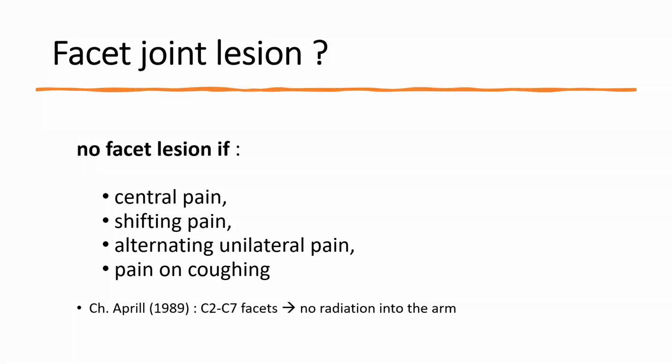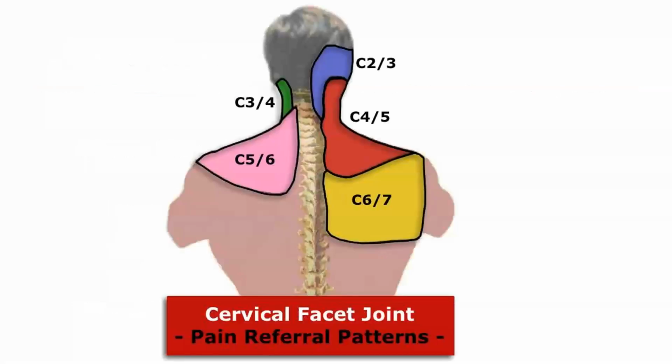Well, keep in mind that you can exclude a facet problem if the patient is describing central pain, because you know that a unilateral structure only causes unilateral pain, so it can't cause pain on the midline. You won't have shifting pain. You won't have alternating unilateral pain, also a kind of shifting pain. You won't have pain on coughing. And you won't have radiation of pain into the arm. So, if you exclude that, then perhaps there could be a facet problem.